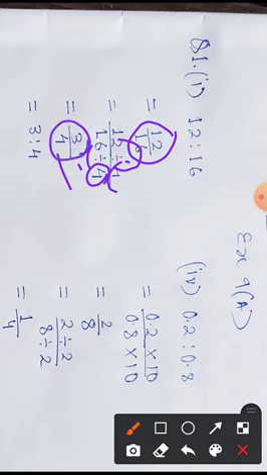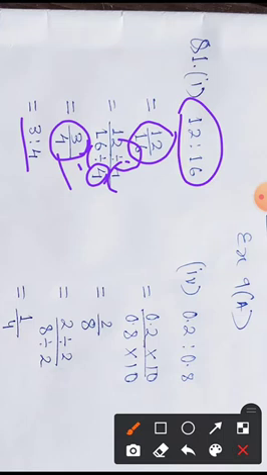See, 3 by 4 cannot be further divided. You cannot divide them further. So you can say they are in the simplest form. So 3 is to 4 is the ratio in the simplest form for 12 is to 16. So now let us see question number 4.